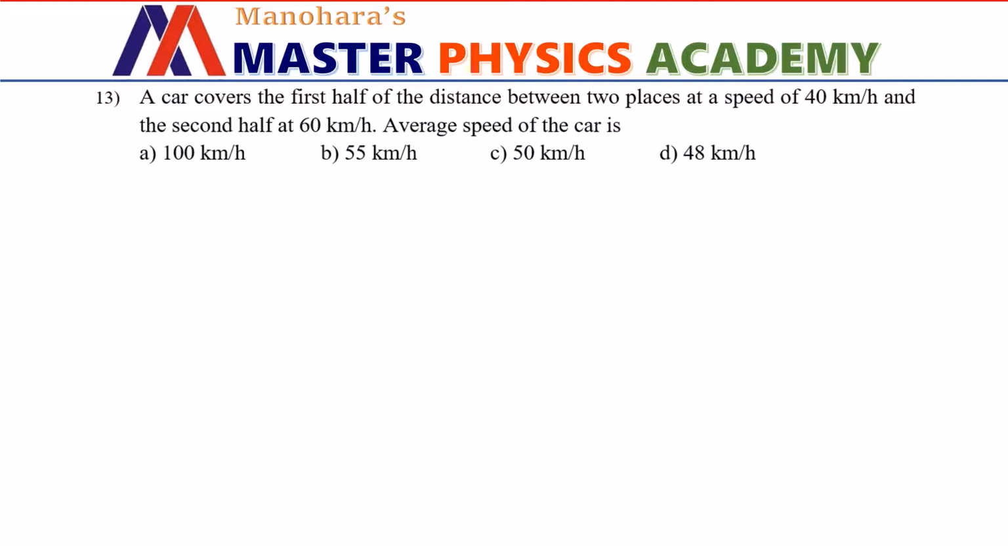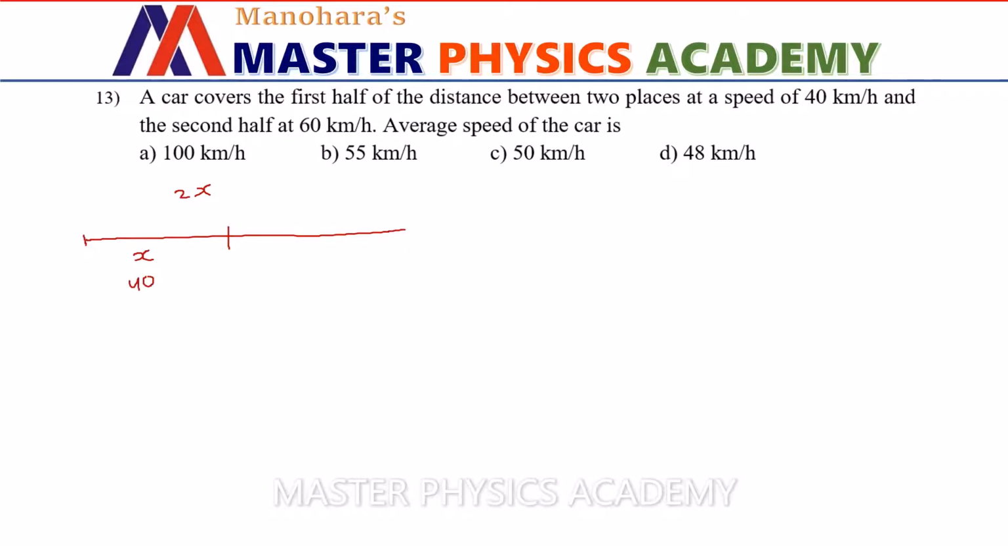A car covers the first half of the distance between two places at a speed of 40 km per hour and the second half at 60 km per hour. Average speed of the car is. Let us consider the total displacement covered by the car as 2x. So for the first part, that is displacement x, the speed of the car is 40 km per hour, and for the next part of the displacement, that is x again, the speed of the car is 60 km per hour.